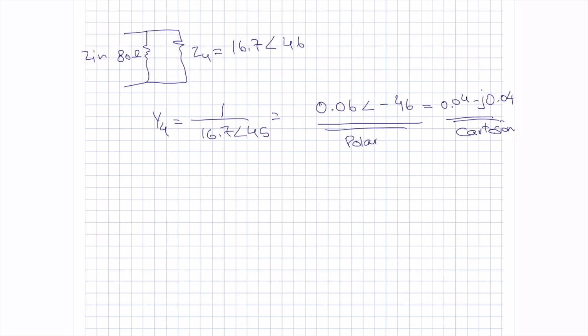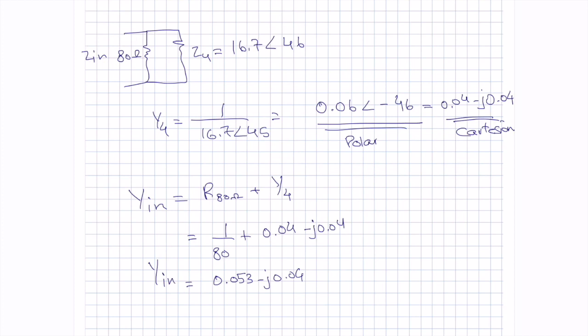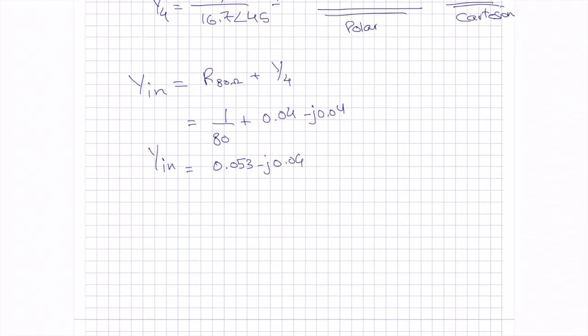So when I'm looking into it, if I find my Y in, that is the admittance, when I have to add my resistor of 80 ohms plus my Z4, or should I say my Y4. This comes out to be 1 over 80 plus 0.04 minus j 0.04. This number is basically 0.053 minus j 0.04. This is my admittance.